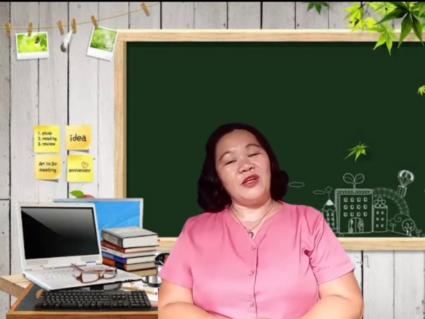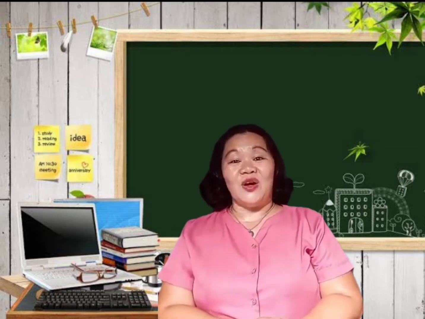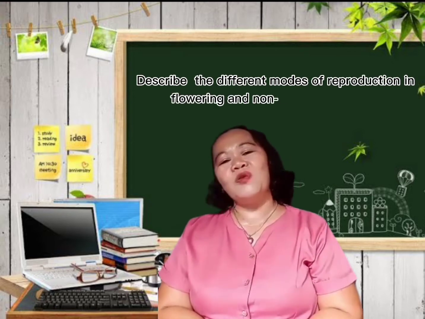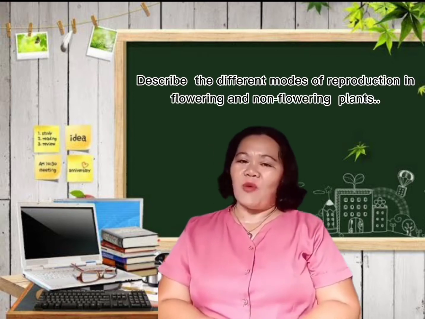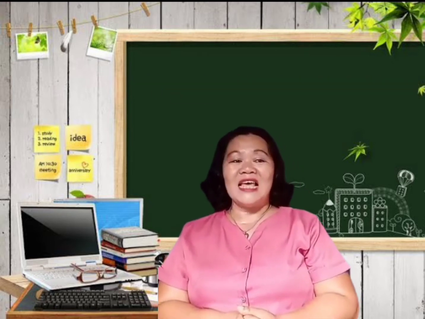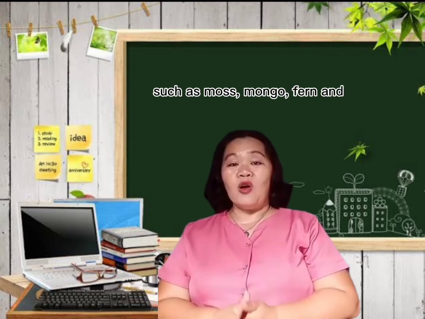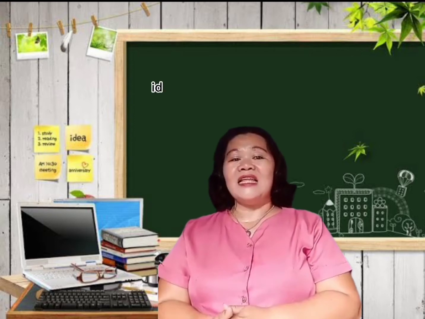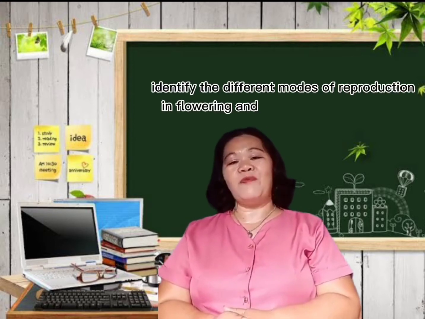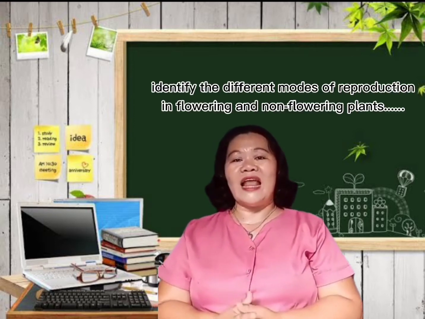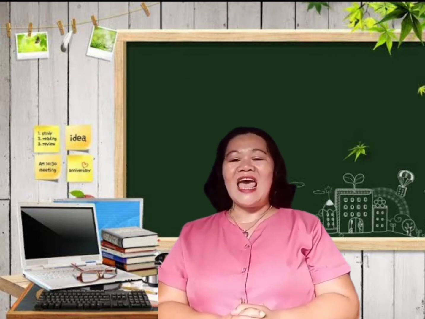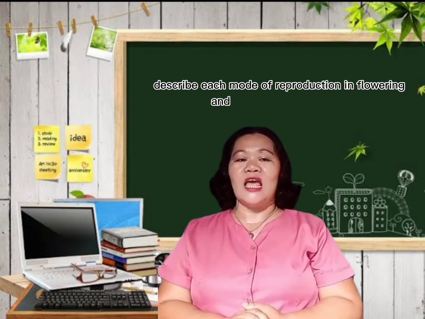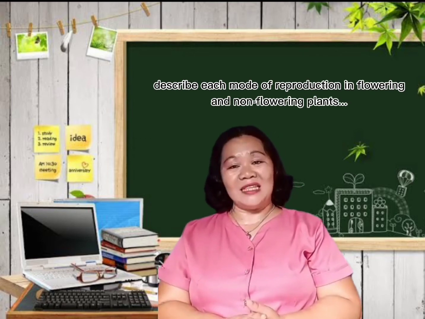Because after going through this lesson, you are expected to: A. Describe the different modes of reproduction in flowering and non-flowering plants such as moss, mango, fern, and others. B. Identify the different modes of reproduction in flowering and non-flowering plants. And letter C. Describe each mode of reproduction in flowering and non-flowering plants.